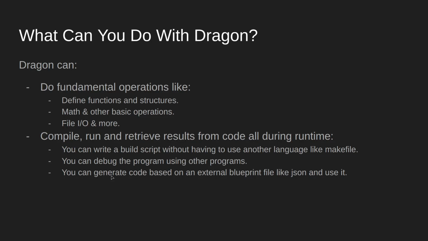So, for instance, one thing that this also enables is that you can actually use code to debug other code, which I don't think is something that you see very often. You can also create code based on an external blueprint like JSON and use it. What I mean by that is if you want to generate a parser, but you didn't want to write it all by hand, or it's really, really complicated, you could take a JSON file, write your syntax however you want to organize it in that file, and then write a Dragon program that generates more Dragon code as a parser, or generates a parser in Dragon.